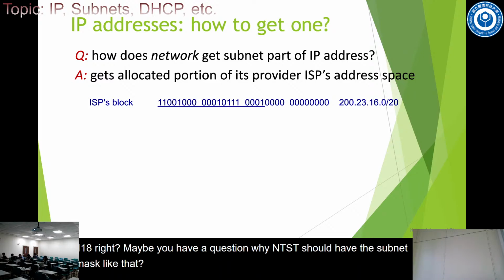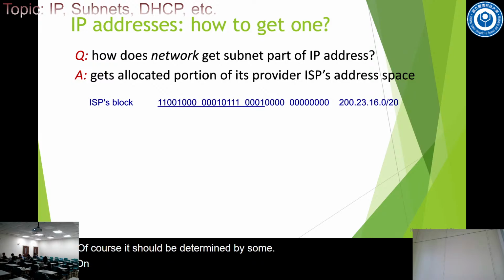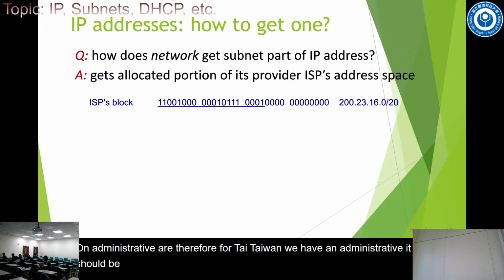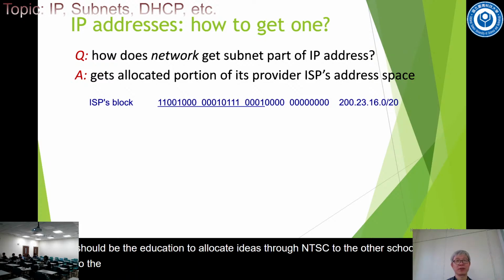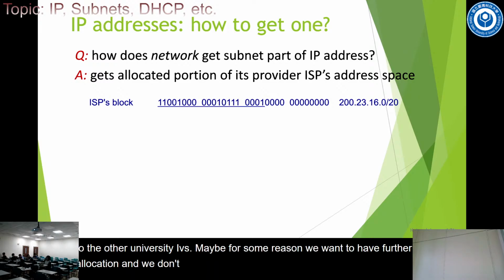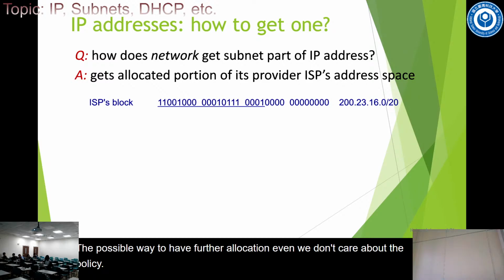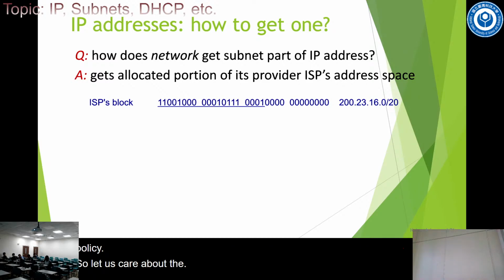Of course, it should be determined by some administrator. For example, for Taiwan, we have the administrator. It should be the education authority that allocates IP addresses to NTUST and to the other schools, the other universities. At least, for some reason, we will have the allocation. We don't know the policy, but at least later we should have a possible way to have the allocation, even if we don't care about the policy. So let us care about the ISP address block.